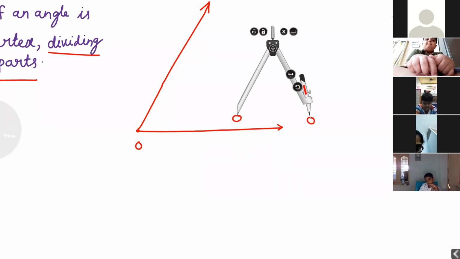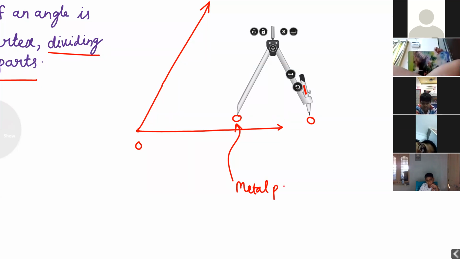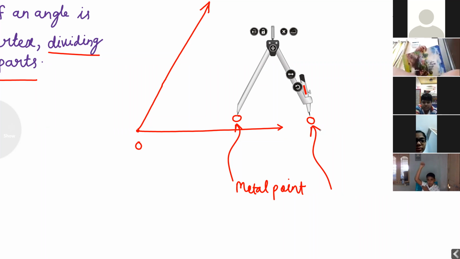Listen carefully. The left side point is called the metal point. Don't write, listen first. This point is called the metal point, and this point is called the ruler, where we insert the pencil. The metal point is iron, steel colored. Understood? This is the metal point and the right side is called the ruler.